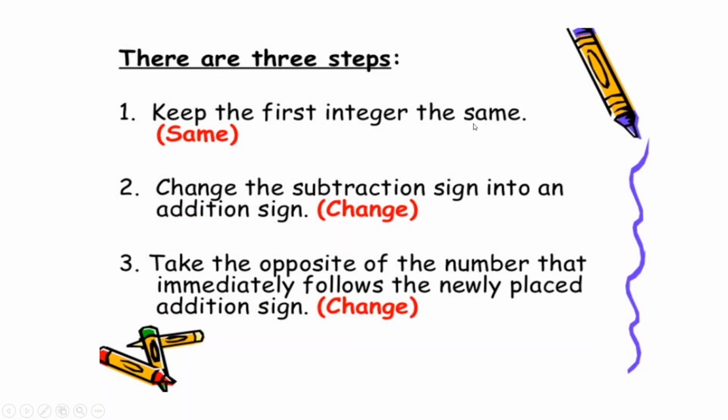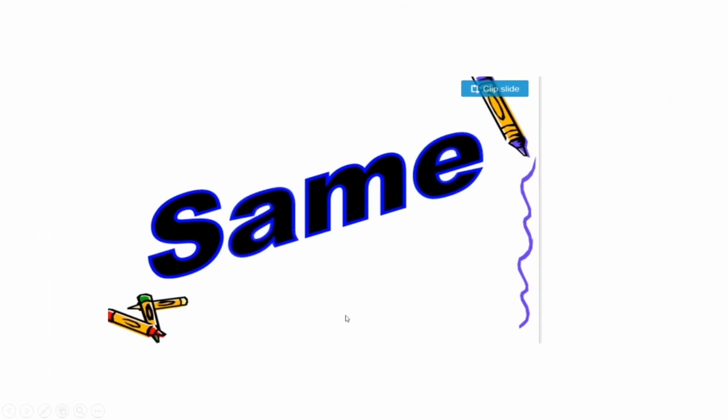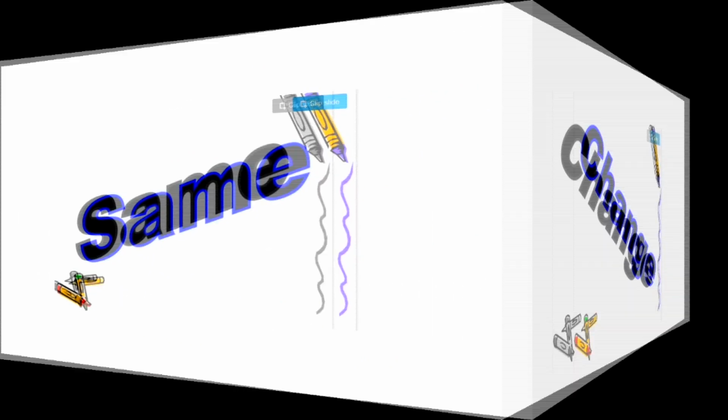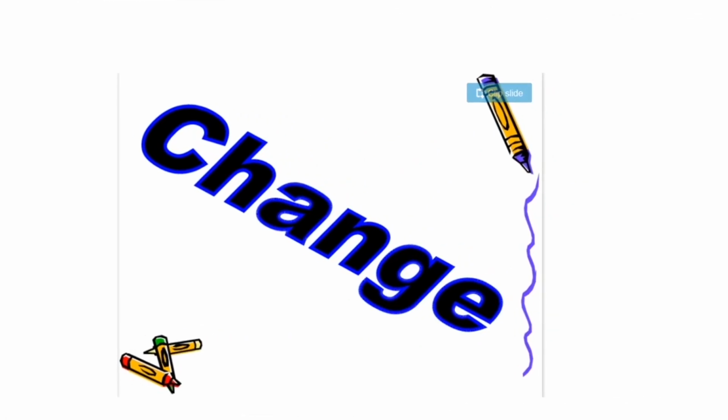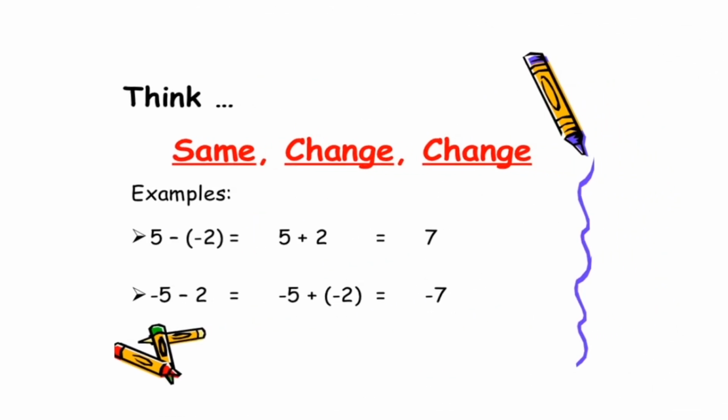Keep the first integer same. Don't change it. Next, change the subtraction sign into an addition sign. We have to change the sign of subtraction into addition. Next, take the opposite of the number that immediately follows the newly placed addition sign. First step is keep the first integer same. Second, change the sign. And next, change the sign of the next number. Keep it in mind: same, change, change.